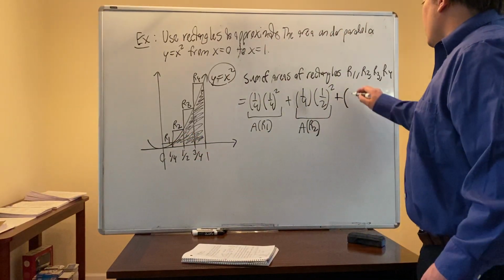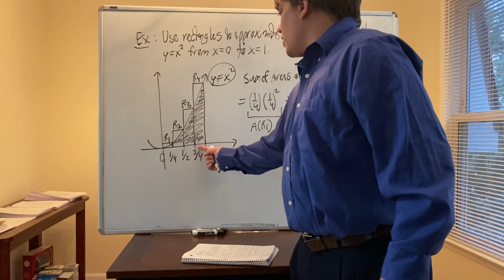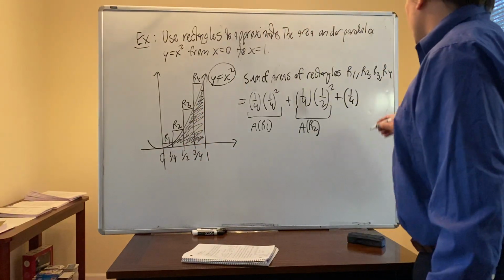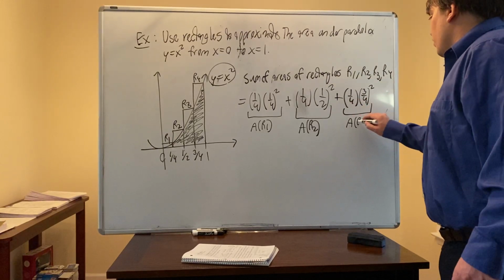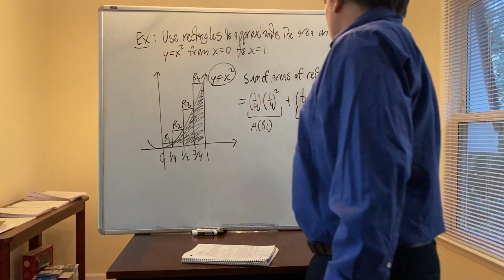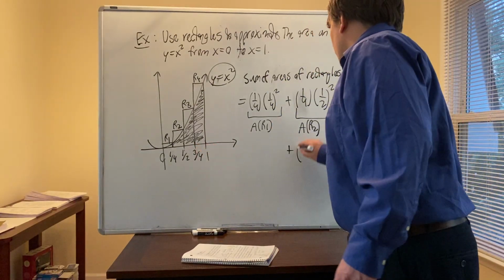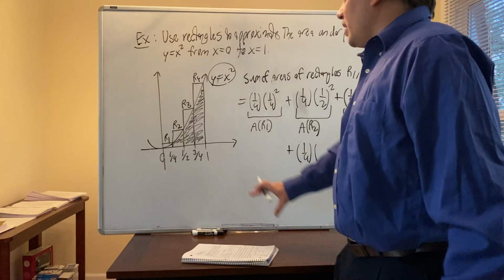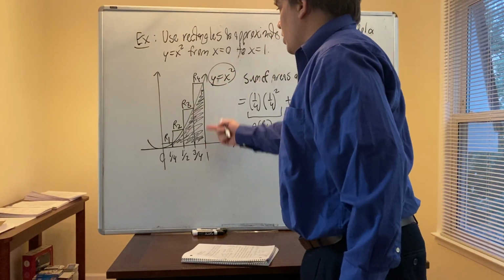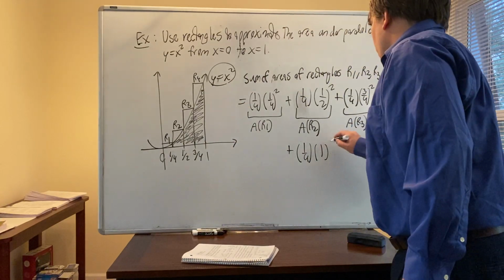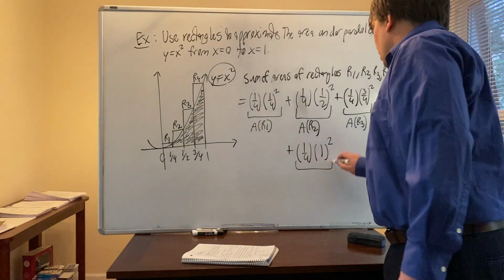Plus now the area of rectangle R3, which is the base, which is also 1/4, times the height of the graph at x equals 3/4. That's 3/4 squared. That's the area of rectangle R3. Plus the area of R4, which is the base, which is 1/4, times the height of the rectangle, which is the y value of the graph y equals x squared at x equals 1, which is 1 squared. So it's 1/4 times 1 squared, base times height. That's the area of R4.